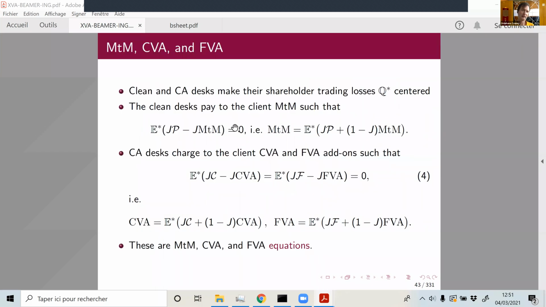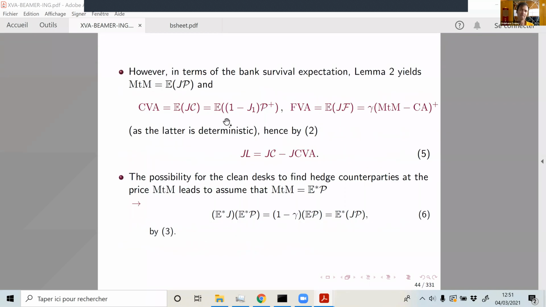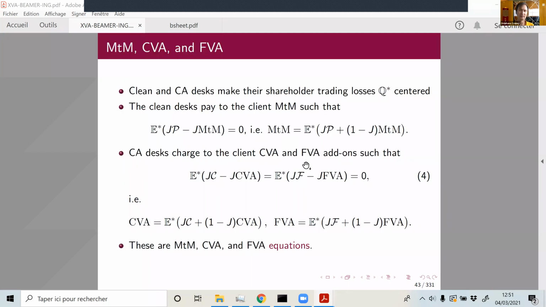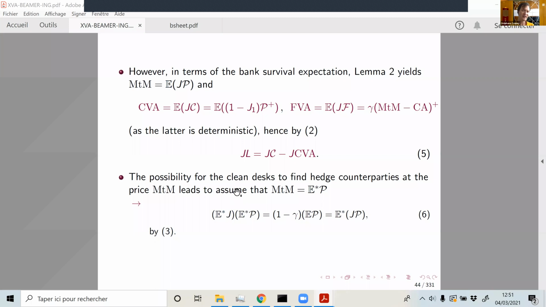So I was here, and here we need to make a remark. We said clean desks also have to be aligned to the bank shareholders. So they are led to define mark to market by, at the end of the day, the bank survival expectation of the promised cash flow P. But at the same time, the clean desks have to hedge themselves, which means we also need to insist that MTM should be the Q-star expectation, not simply the survival expectation, of P. So we have this consistency assumption on the deals, that E star of P and E of P should coincide.